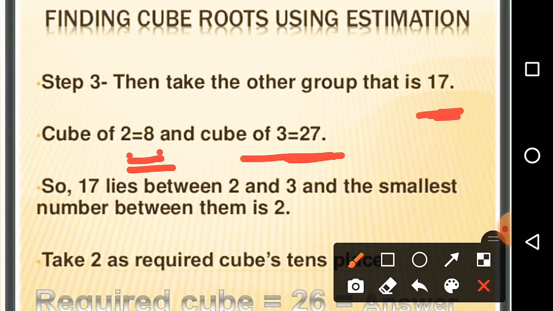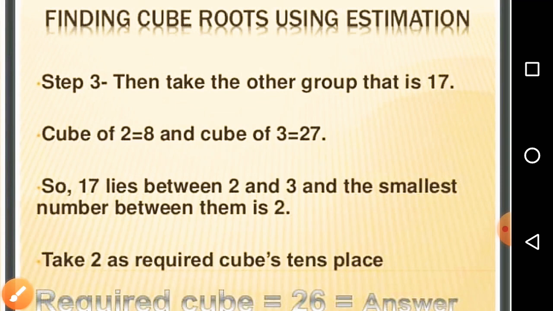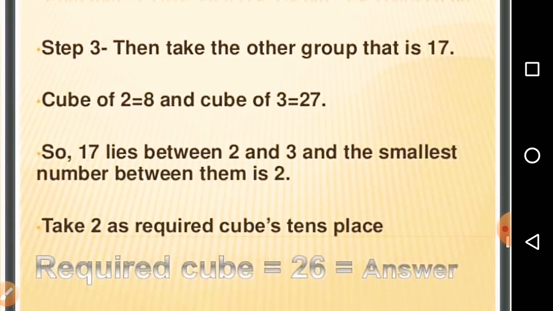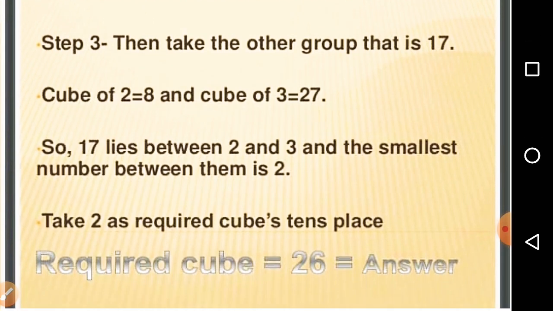Okay, so we have to take the smallest, and out of 2 and 3 the smallest number is 2. So take 2 as the required cube root's tens place. So 2 will be the digit at the tens place, and the required cube root will be 26. So 26 is the answer. If you multiply 26 three times, you will get the number given in the question, which is the cube of 26. So this is the estimation method. You can easily find it with the help of the estimation method.